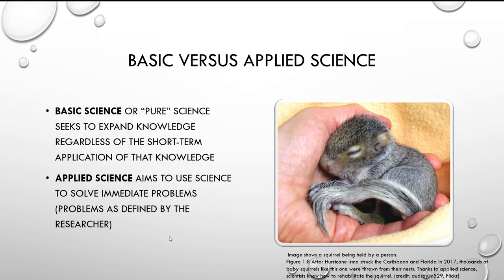All right, so now let's get into basic versus applied sciences. We already talked about deductive and inductive reasoning and the types of natural sciences and life sciences versus physical sciences. Now we're just going to talk broadly about basic versus applied sciences. Basic science is also known as pure science. This is when we just seek to expand knowledge regardless of short-term application of that knowledge, okay?